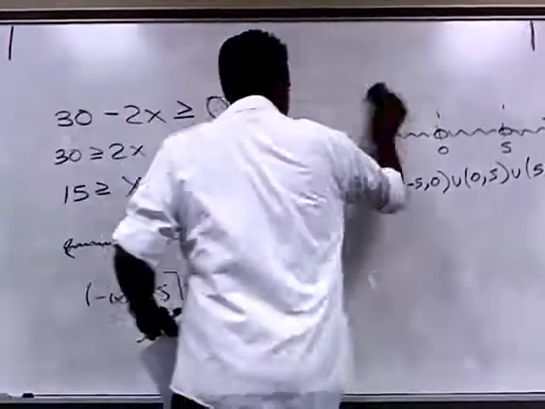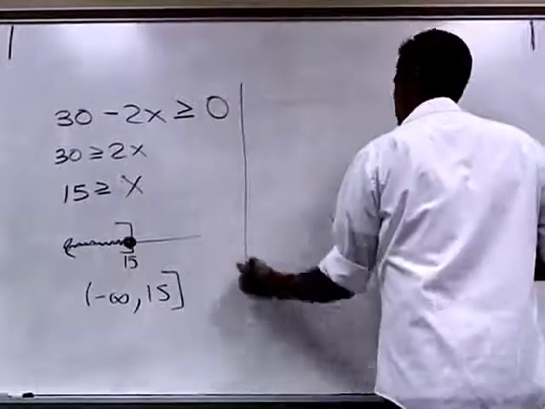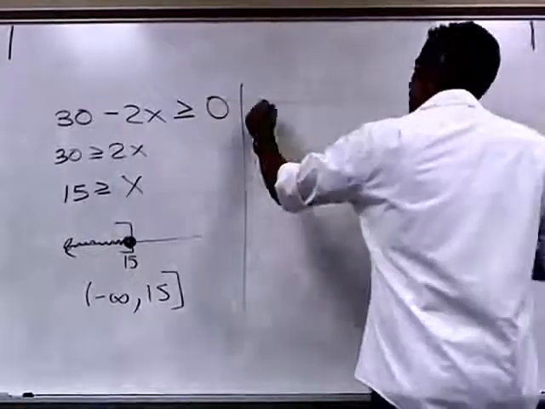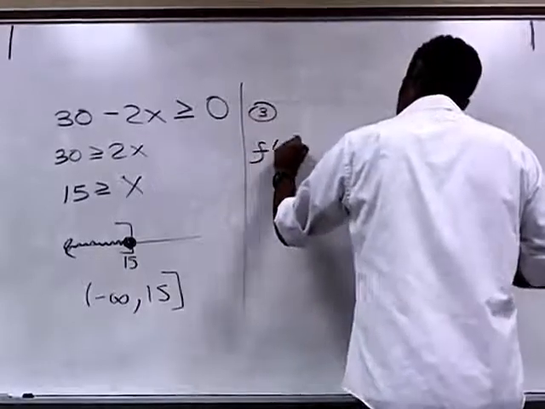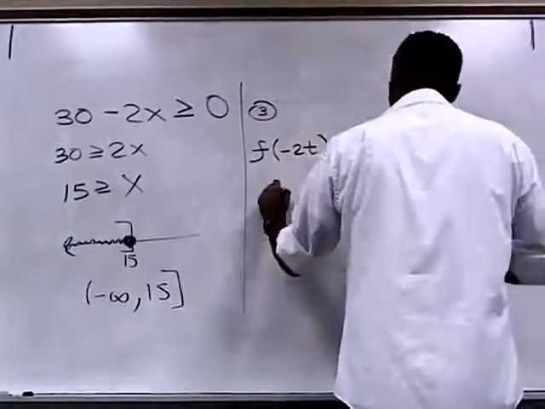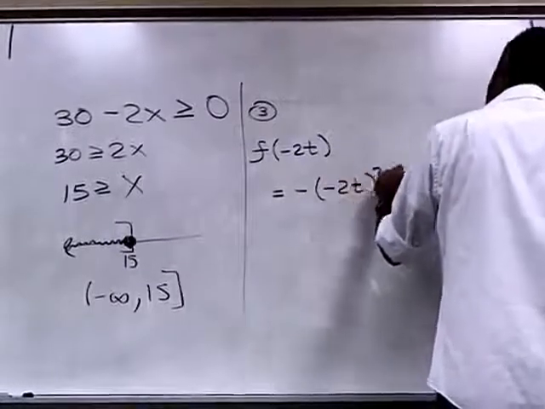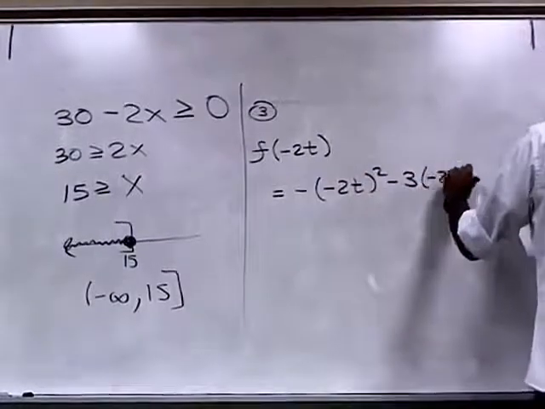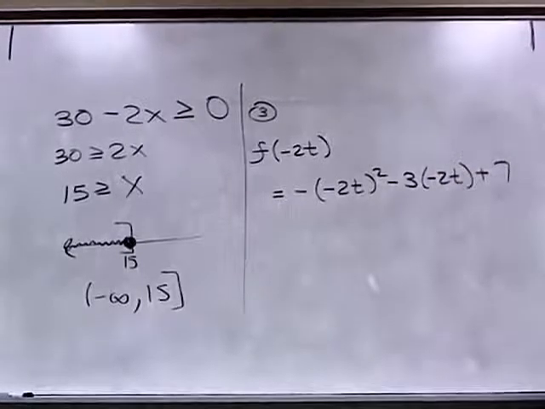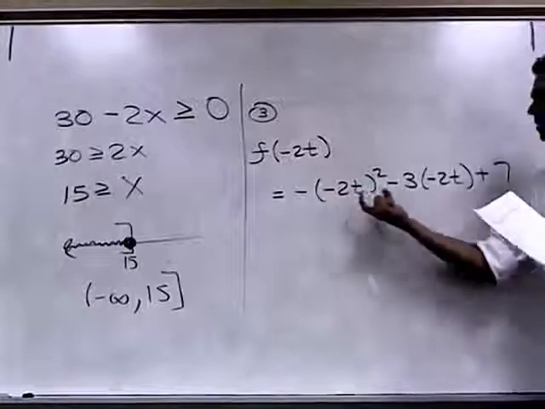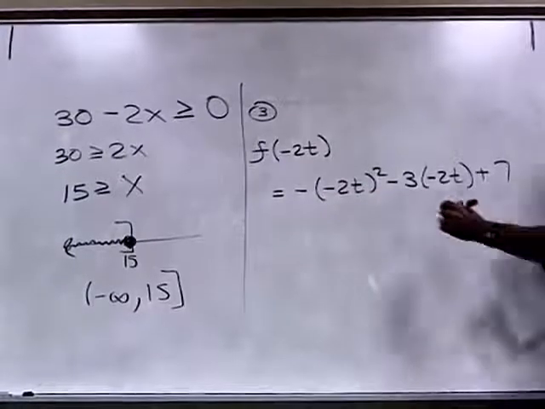Number 3. 3a. For 3a, I want f of negative 2t. So you're going to plug into here negative 2t squared minus 3 times negative 2t plus 7. So all I'm doing is I'm going to the function that's given. I'm replacing all my x's with negative 2t. And then just evaluate. So you square this.